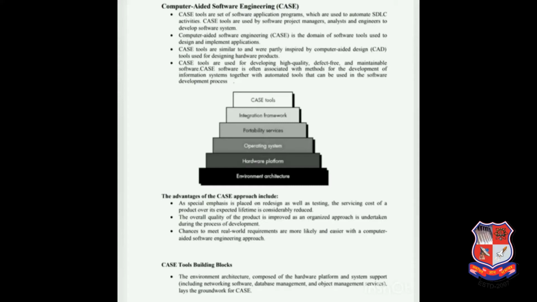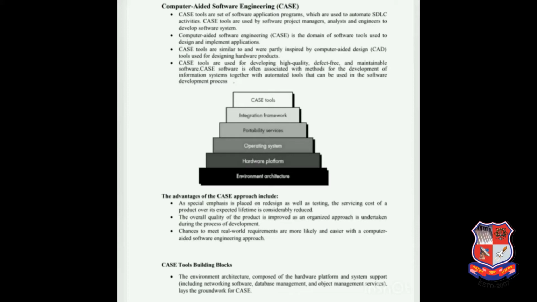Now when we are working with CASE, CASE has a building blocks architecture. That means CASE tools are working on blocks. If you see in the picture, there are basically 6 blocks. The names are: at the bottom most block, the environment architecture. After that, hardware platform, operating system, portability services, integration framework, and CASE tools. That means on the topmost there will be the CASE tools, and at the bottom of the hierarchy of the blocks is the environment architecture.